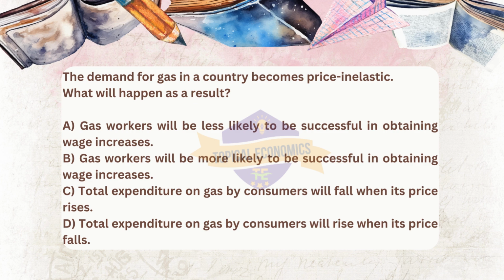Option A. Gas workers will be less likely to be successful in obtaining wage increases. This is incorrect because inelastic demand supports higher revenues for firms, enabling potential wage increases. Option C. Total expenditure on gas by consumers will fall when its price rises. This is incorrect. Total expenditure will likely rise because consumers will continue to buy nearly the same amount despite higher prices. And Option D. Total expenditure on gas by consumers will rise when its price falls. This is incorrect in the context of inelastic demand. Total expenditure will not rise as much if the price falls since the quantity demanded doesn't increase significantly.